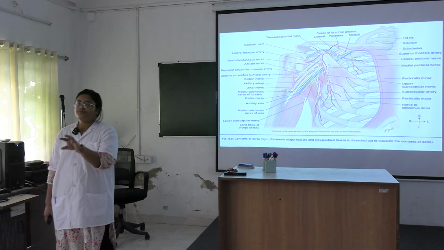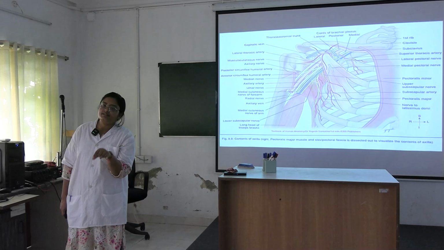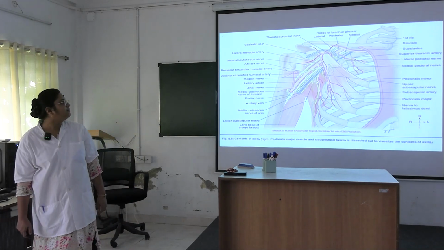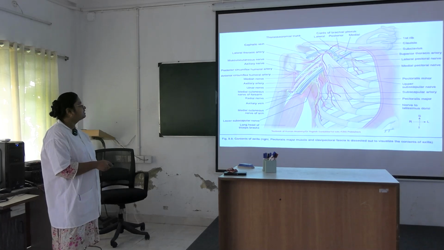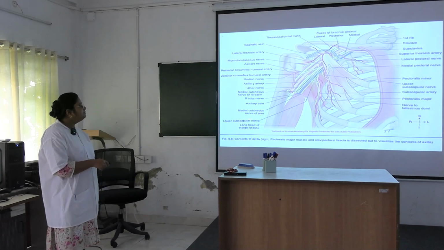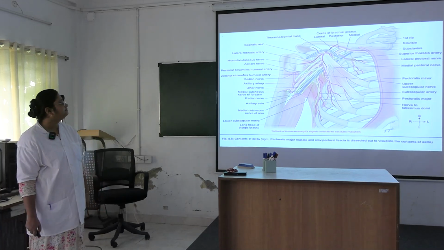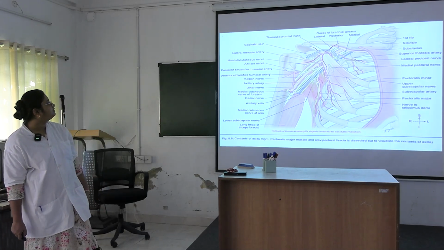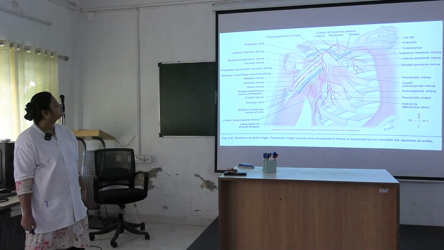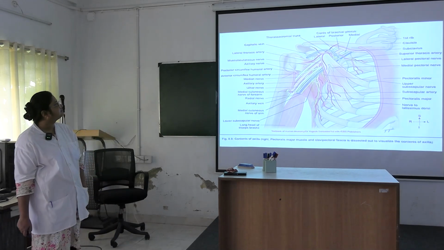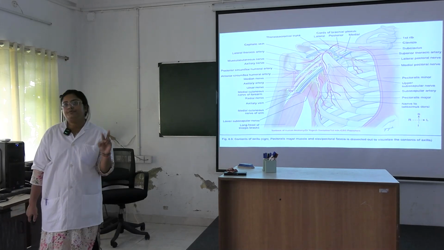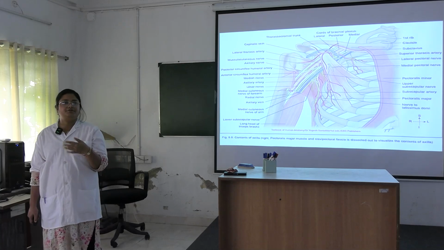Next you write down medial cutaneous nerve of the arm. Medial cutaneous nerve of arm, this one, lying medial to the vein. You can see medial to the vein is the medial cutaneous nerve of the arm. You have written medial cutaneous nerve of arm lying medial to the vein.